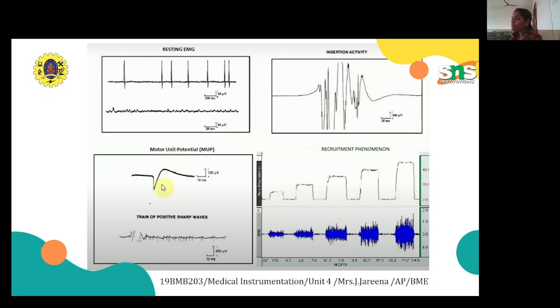So these are the four main things: resting EMG, insertion activity, motor unit potential, and this recruitment phenomenon. These are the respective waveforms we can get in the different EMG patterns.